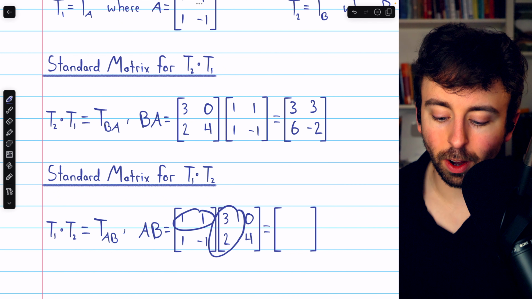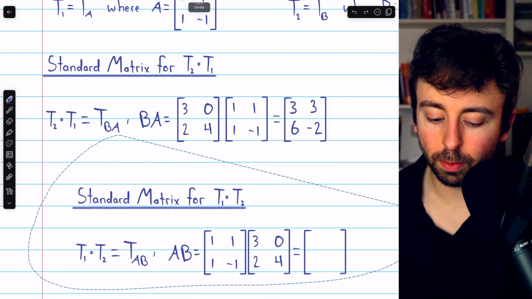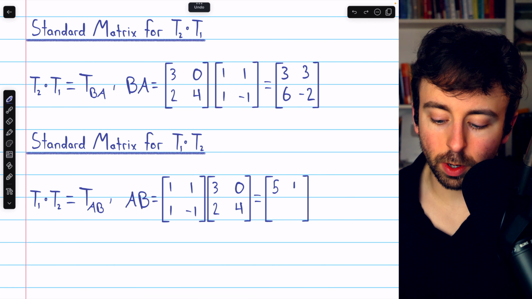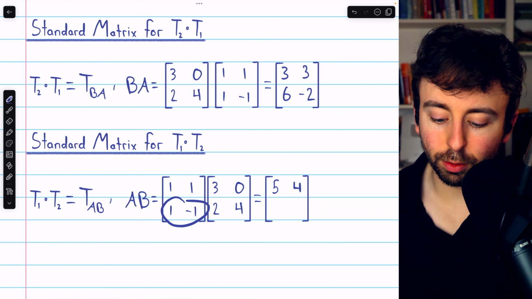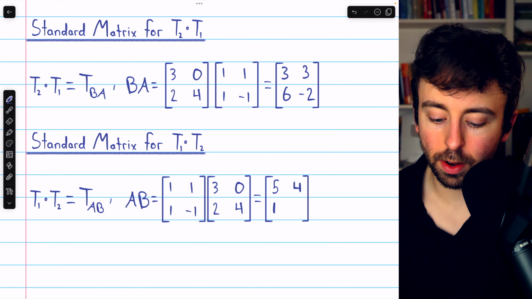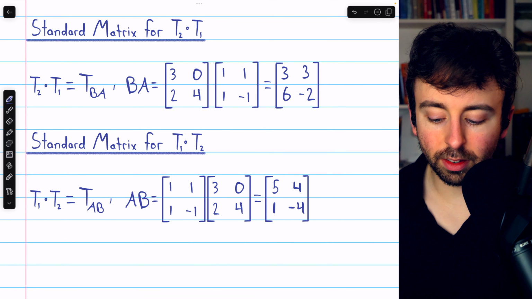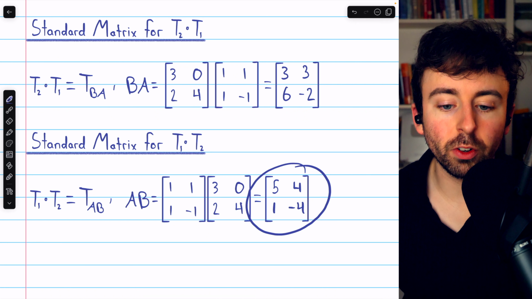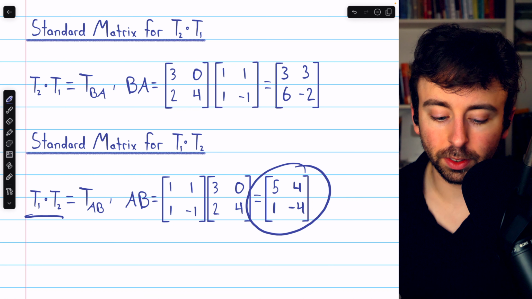Matching this row up with this column produces 3 plus 2, or 5, and then this row with this column produces an entry of 4. Then this row with this column is 3 minus 2, so 1. And then this row with this column is negative 4. And so this is the standard matrix for the matrix transformation composition T1 circle T2.